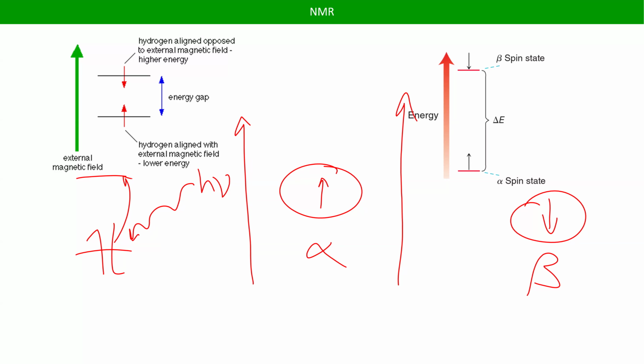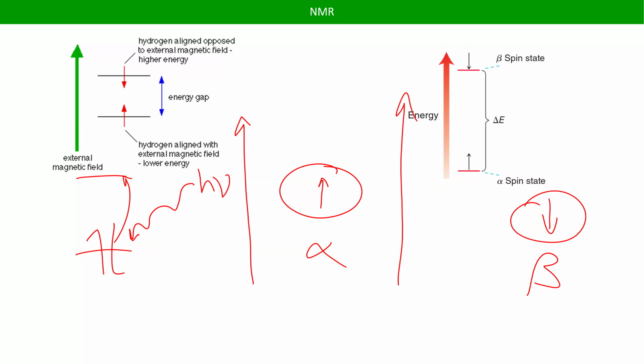Taylor? If your applied magnetic field is like the arrows go down, is your alpha gonna point up, or does it point down? It would point with the magnetic field. So alpha is with and beta is against. Correct. It's lower energy to go with the magnetic field than to be opposite the magnetic field.